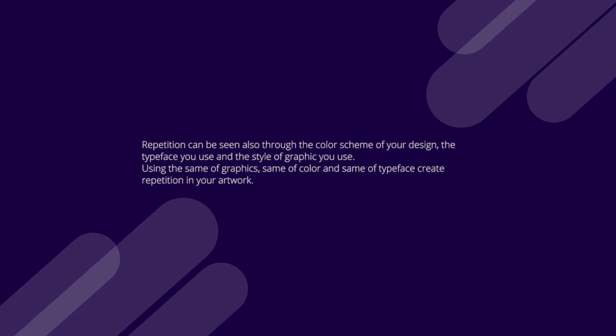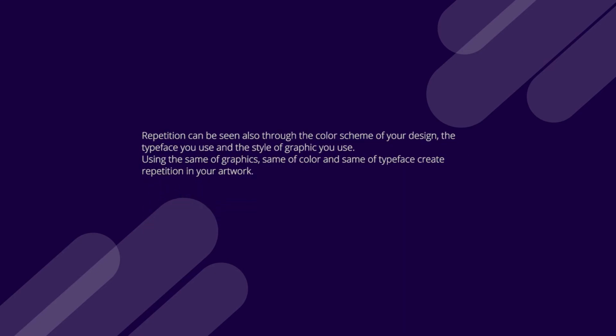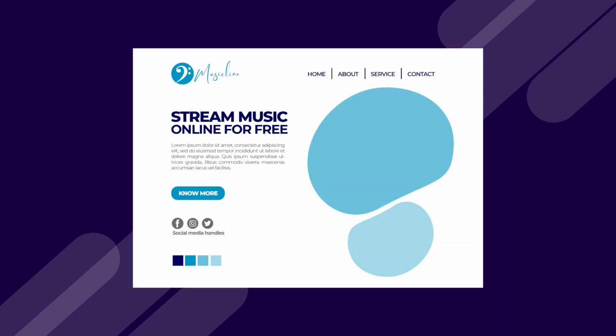Repetition can be seen also through the color scheme of your design, the typeface you use, and the style of graphics you use. Using the same graphics, same color, and same typeface creates repetition in your artwork. In this artwork, the most striking thing you see is the color scheme used. This color scheme is seen throughout the entire design, from the logo to the typography to the illustration to even the call to action button. You can also notice that the font type used runs through the entire design. Repetition can help unify your design and as a whole make things appear more professional.